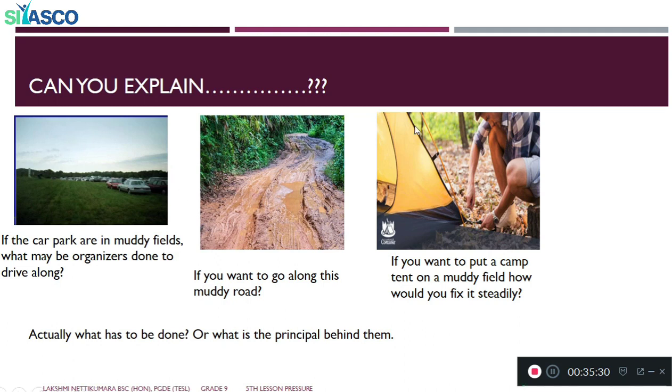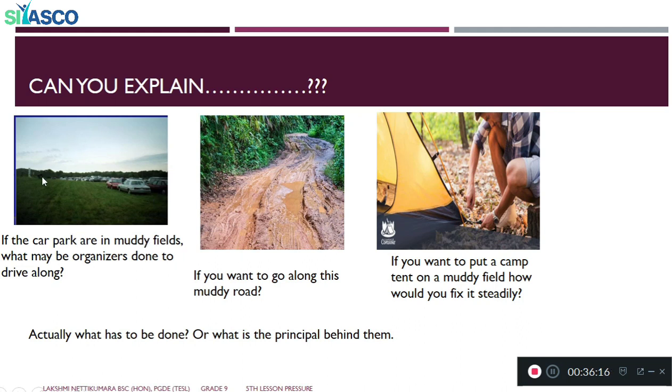Here, these three situations are very common situations in our day-to-day life. If this is a car park, because of the rain that field becomes muddy. Now what should you do to bring the cars back to the normal road safely without sinking? Here you want to go along this muddy area without sinking in the mud. And here you want to put a camp tent on a muddy field. How would you do it, or what is the principle behind them?